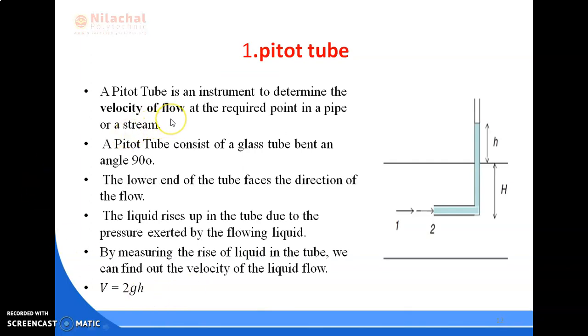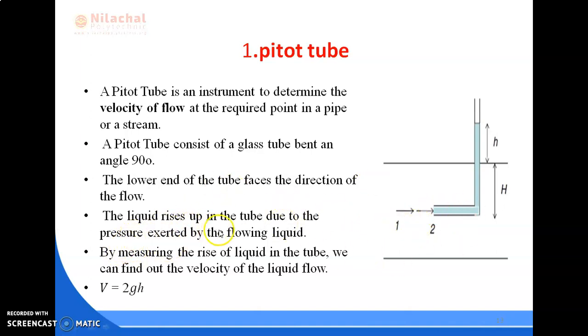It is an instrument, or a tube, to determine the velocity of flow at the required point in a pipe or a stream. A pitot tube consists of a glass tube bent at an angle of 90 degrees, as shown in the figure, and the lower end of the tube faces the direction of the flow like this.